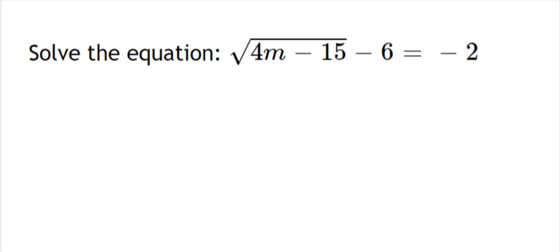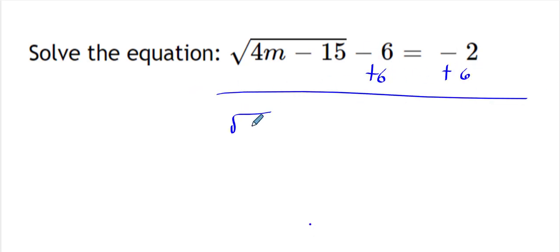Alright, so you should have had time. You hit pause, you should have had time to work it. Is my radical isolated? And the answer to that is no. We're going to move that 6 to the other side. Now it's going to give me square root of 4m minus 15 equal to 4.